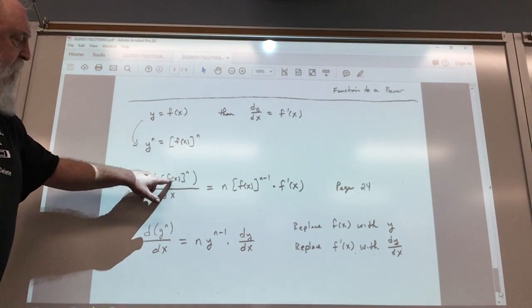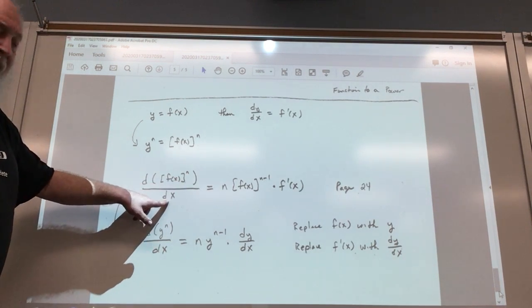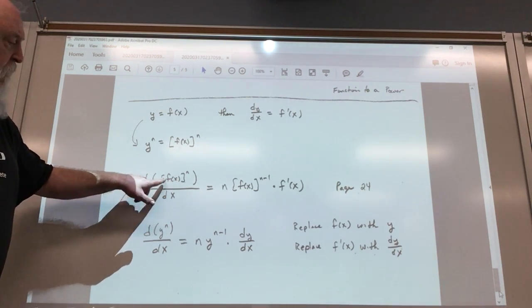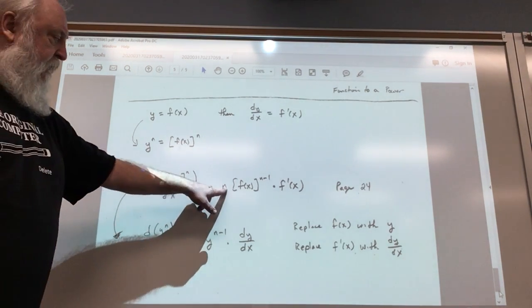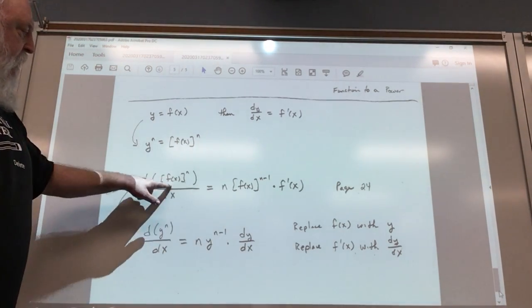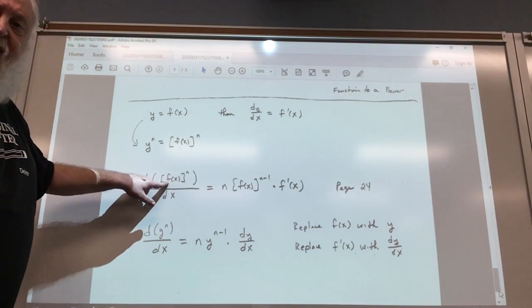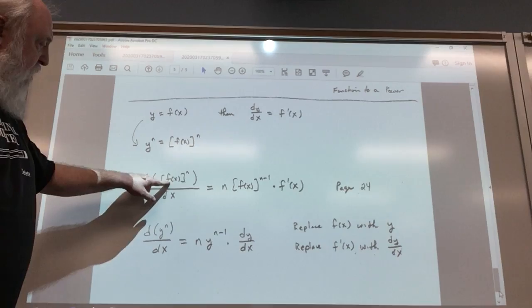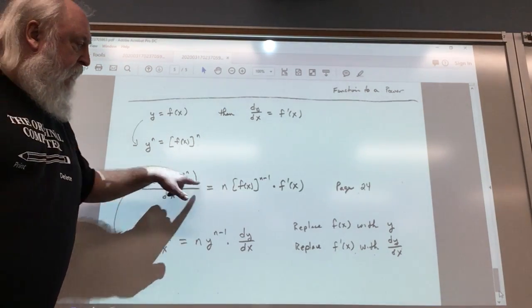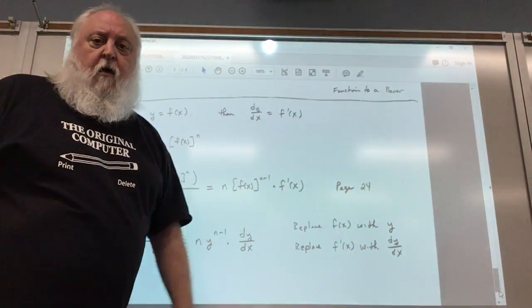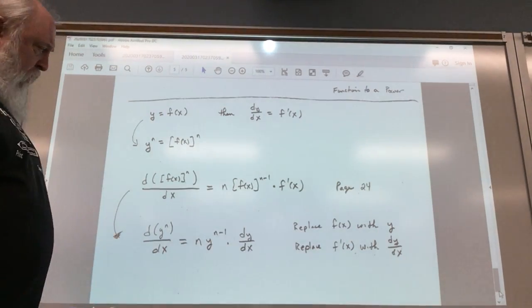The derivative of f of x to the n power with respect to x is similar to the power rule. You bring the n down in front of the function and subtract 1 from the exponent: n times f of x to the n minus 1. But because this is a function of x inside the brackets, we have to multiply that by f prime of x, the derivative of f of x with respect to x. This is from page 24 in your note packet. This is exam 1 material.